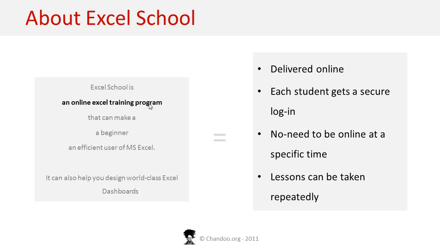Excel School is an online training program, and by this what I mean is it is delivered online. There is no physical presence required. You need not be online at any specific point in time to access the lessons, nor I should be available online at any point for a live event. So all the lessons are recorded. You can watch them anytime you want. You can repeat them any number of times. Also, each student in the Excel School gets their own secure login ID and password, so they can log into the classroom area, view the lessons, download the course material, download the videos, and ask some questions or raise a discussion topic. So that is what I mean by online.